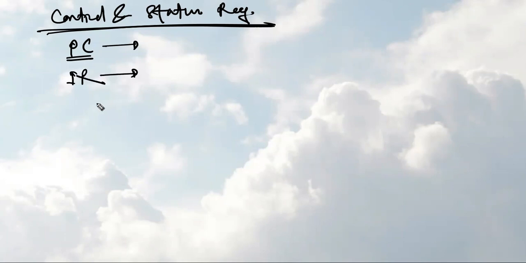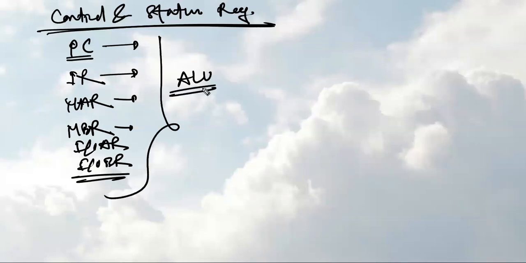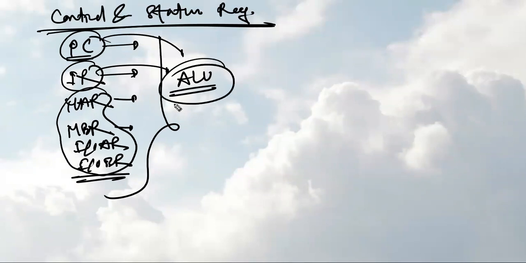Also, there is IR, which holds the current instruction being executed. Then MAR, holding the memory address to read or write any data. Then MBR, IOAR, IOBR. They are control and status registers. They are not accessed by the user. These registers are directly accessed by the ALU to perform any kind of operation. It could fetch data or store data, or decode or fetch an instruction. These could be processed by the ALU, and at that time the ALU could access them.